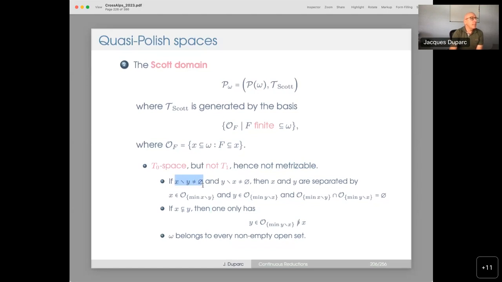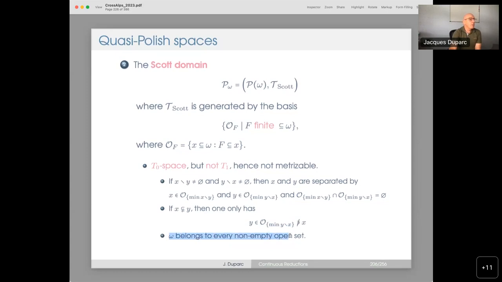If X minus Y is different from the empty set and Y minus X is different from the empty set, then X and Y are separated by open sets. You take the open set generated by the singleton, the minimum of X minus Y, which X belongs to, and the minimum of Y minus X, which belongs to Y but does not belong to X. And these two basic open sets do not intersect, so you're fine. But if X is strictly included in Y, then you only have that Y belongs to the open set generated by the minimum of Y minus X, and X does not belong to this one.